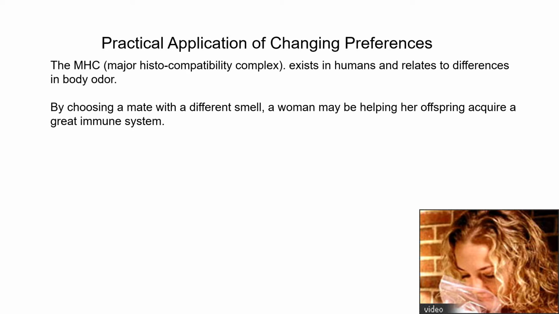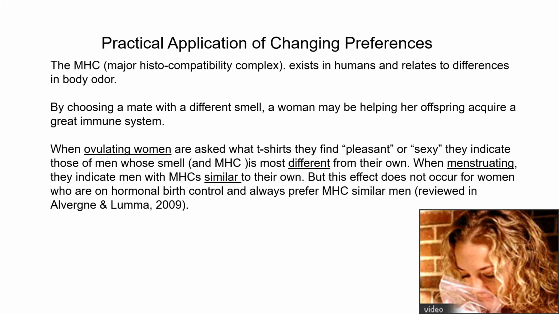Someone with a smell and MHC that is different can lead to offspring with a broader immune profile. When ovulating women were asked what t-shirts they found pleasant, so if you recall from me explaining this before, people wear t-shirts without deodorant or soap for a few days. They then put these t-shirts in a bag, and then people smell the t-shirts that are in this bag.